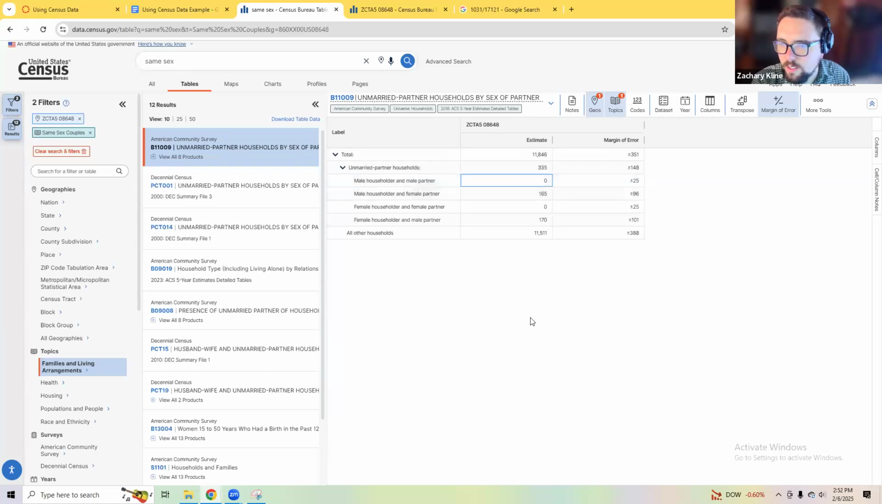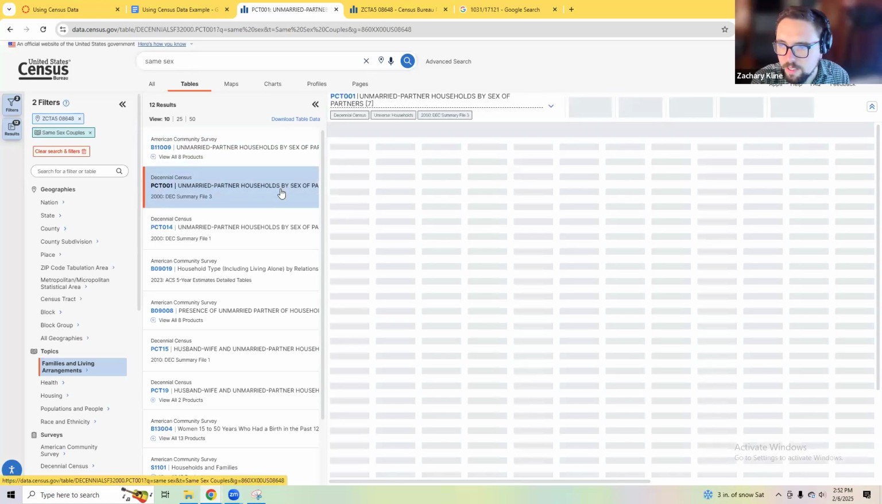So in Lawrenceville, there are 0 households with a male householder and a male partner that are unmarried. So there are no households with unmarried gay couples. Wait, about 335 unmarried? I may want to dig into this a little bit. Something about that doesn't seem right.